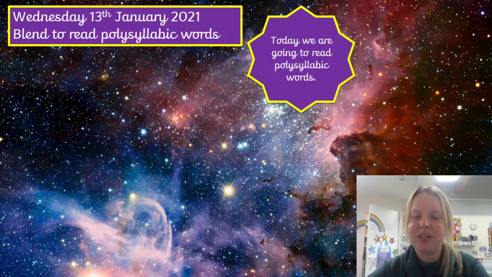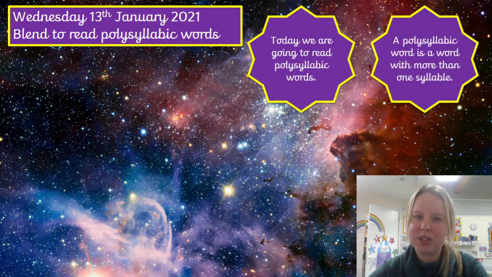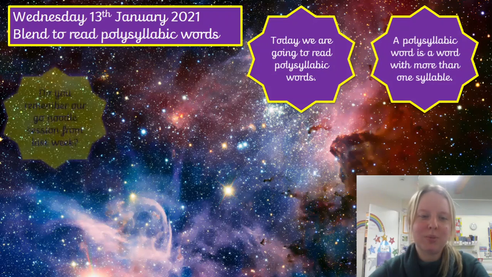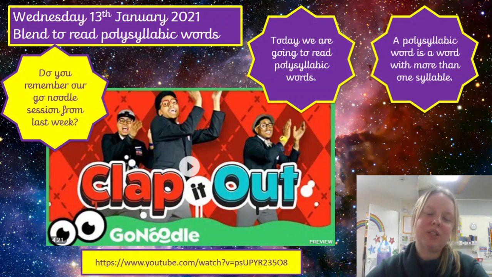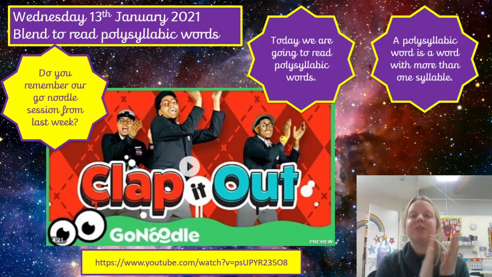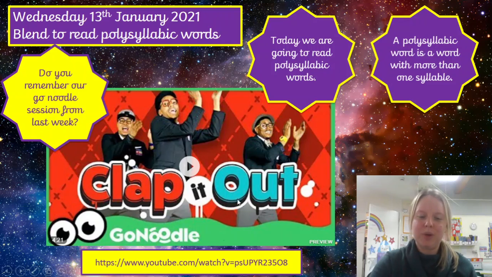So today we're going to be reading polysyllabic words. What is a polysyllabic word? A polysyllabic word is a word with more than one syllable. Do you remember our Go Noodle session from last week? The Clap It Out video in that PE session was all about syllables, wasn't it? So we clapped the amount of syllables in each word. If you would like to practice clapping out your syllables, you can copy this link down the bottom, go to YouTube, type that in, and practice clapping along to that song.